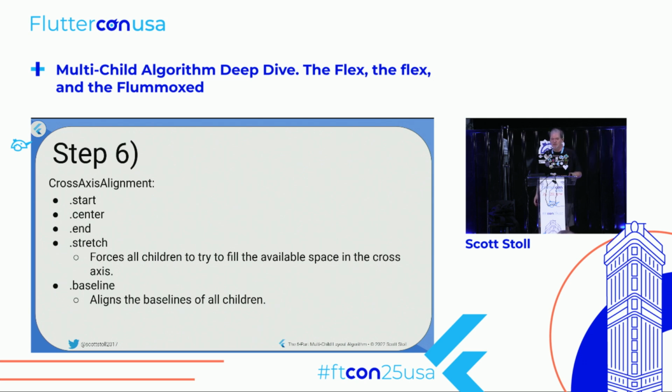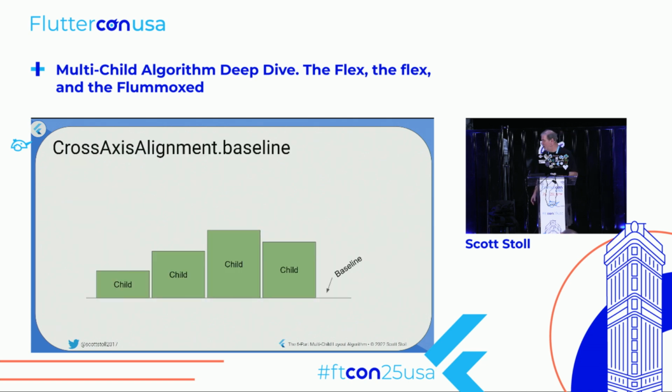Stretch is going to force all of the children to try to fill the available space in the cross-axis. So they're all going to be the same size, and that's the maximum size that they're allowed to be. Baseline. This one gets fun. It aligns the baselines of all the children like this. Well, that doesn't look like anything unusual. That pretty much looks like a row that is set to end.